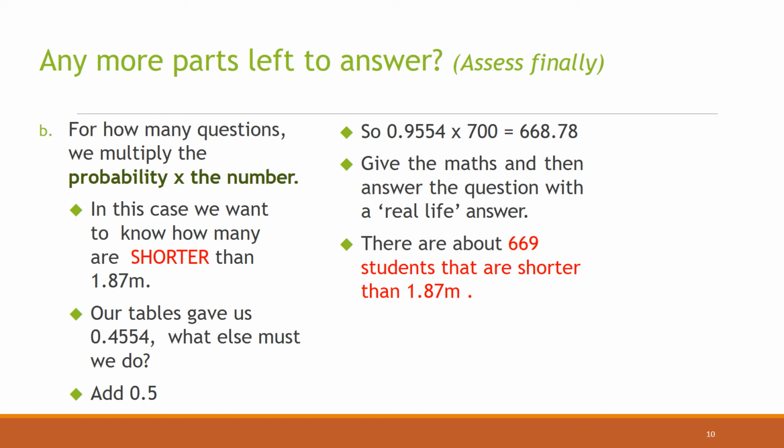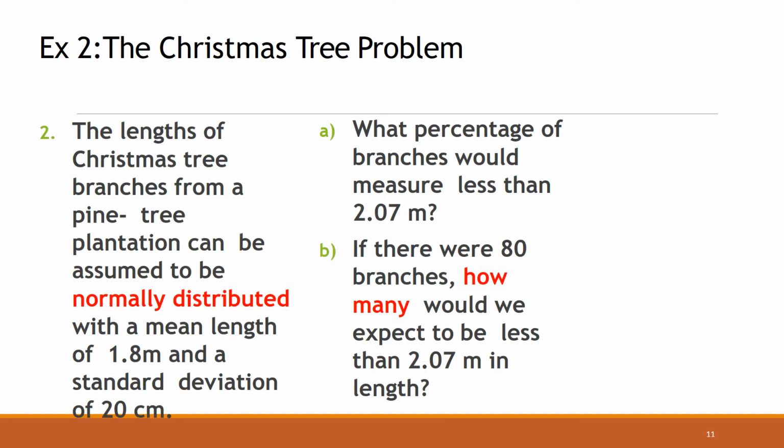This is the way to do examples. We'll go for another question. The Christmas tree problem, I'm not going to solve this one. As you know the methodology, you can solve this one, but I will give an approach first of all. The length of Christmas tree branches from a pine tree plantation can be assumed as normally distributed with a mean length of 1.8 and standard deviation of 20 centimeters. What percentage of branches would measure less than 2.07? If there were 80 branches, how many would be expected less than 2.07?